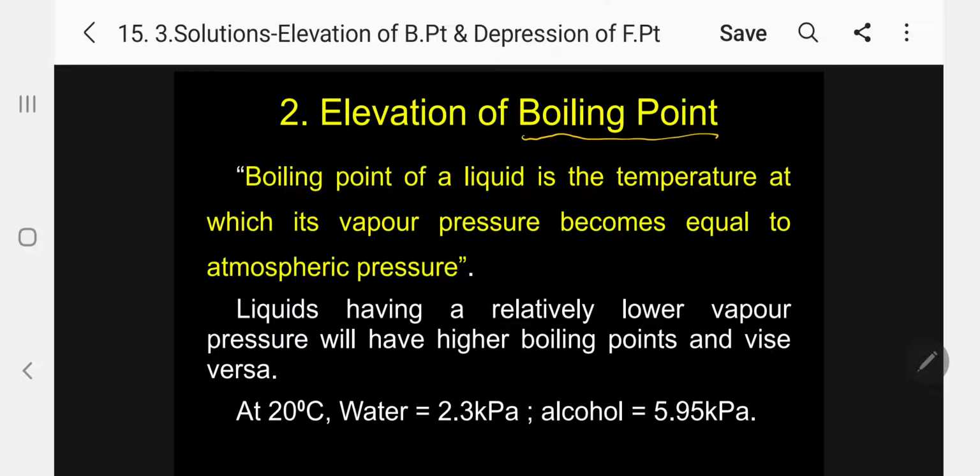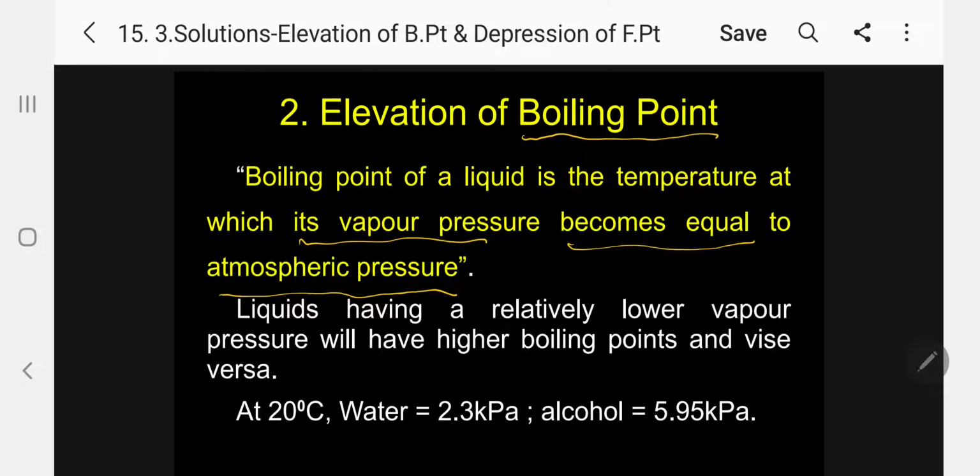Boiling point of a liquid is the temperature at which its vapor pressure becomes equal to atmospheric pressure. Please follow. For example, for water, the boiling point is 100 degrees.